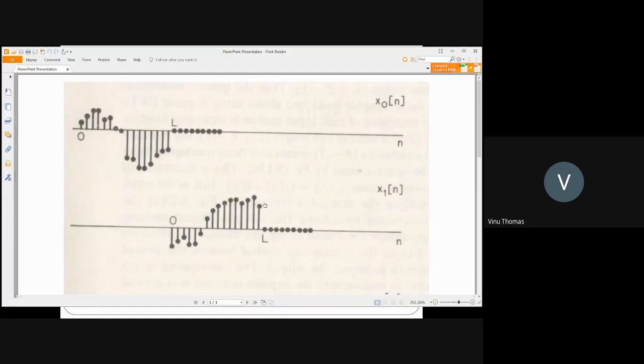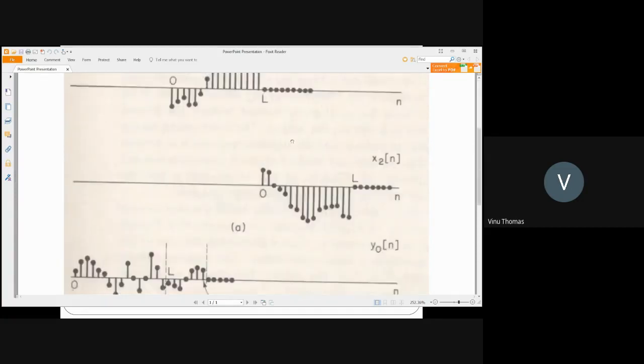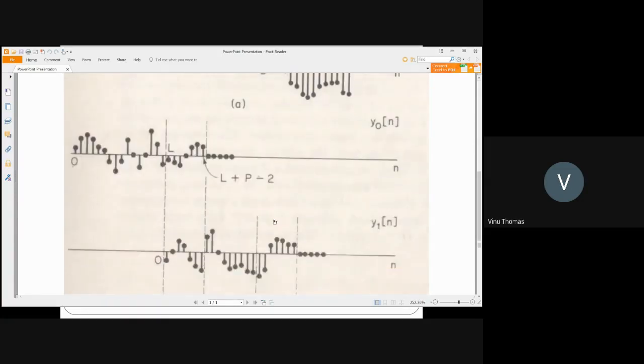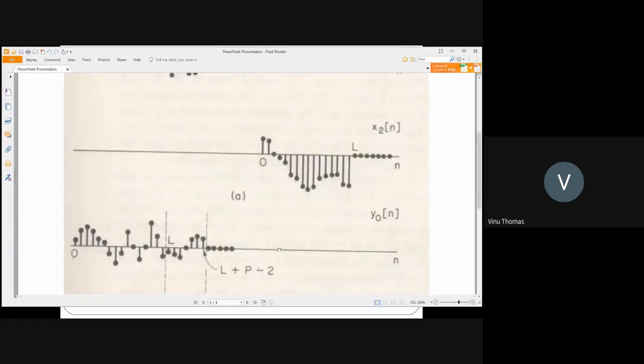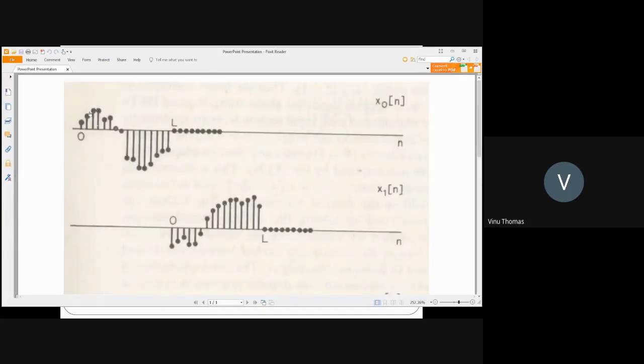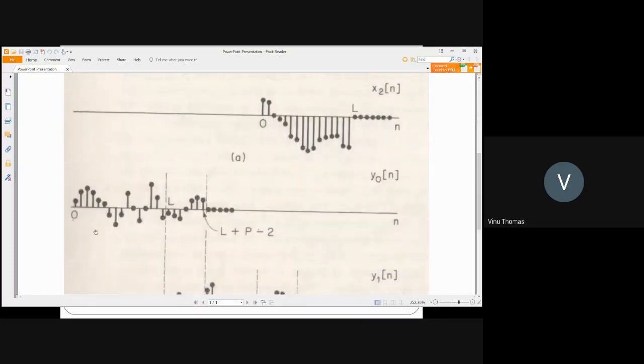Someone please tell me how this can be implemented via the discrete Fourier transform, or how you can implement this by using circular convolution. See, what you have to do is implement x0 of n convolved with h of n. That's the linear convolution of x0 of n and h of n, using a circular convolution operator, which means you have to implement this by circular convolution.